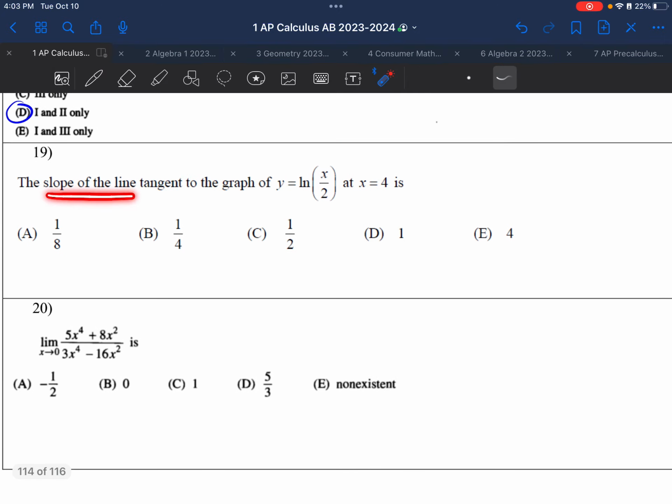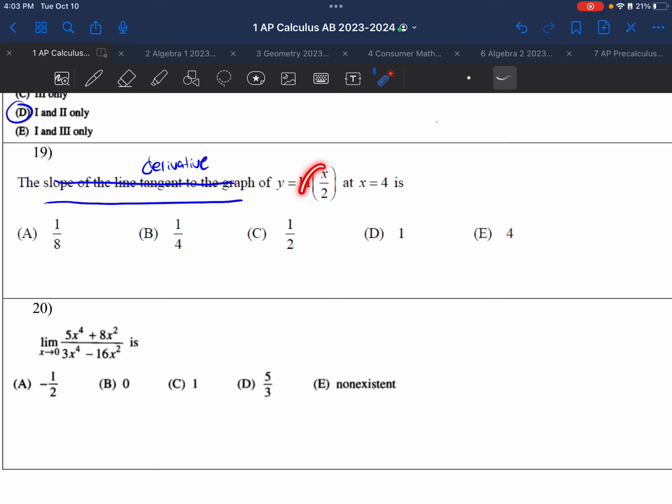Number 19, the slope of the tangent line. Whenever you read slope of the tangent line, let's go ahead and cross it off. Slope of the tangent line re-evaluates to derivative. The derivative at x equals 4 of this function, right? This is a new question. It's not a review question like the previous few questions. It's saying, hey, take the slope, take the derivative, and plug in 4.